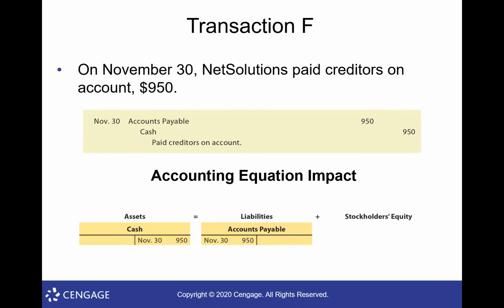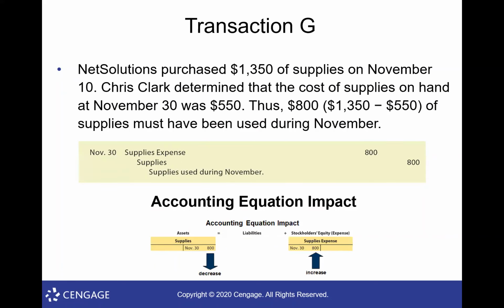All right, they paid creditors on account $950. So I'm going to have my liability, accounts payable, going down. Liabilities decrease with a debit. And my cash, which is an asset, going down, and assets decrease with a credit. So that'll be my journal entry. And I'm going through it a little faster now because I feel like you guys are starting to get the concept. And probably what you need next is practice at it more than more talking about it, right?